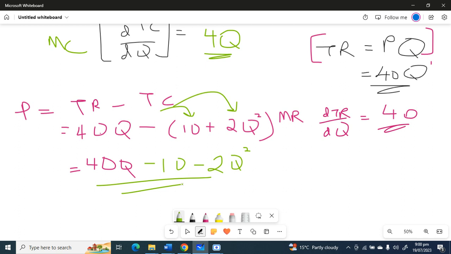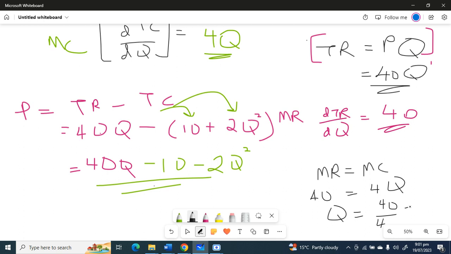If you want to know how many units to produce to maximize profit, you say marginal revenue equals marginal cost. Marginal revenue is 40. Marginal cost was what? 4Q. Divide both sides by 4. Q equals 10 units. So if we produce 10 units, we'll have our maximum profit.